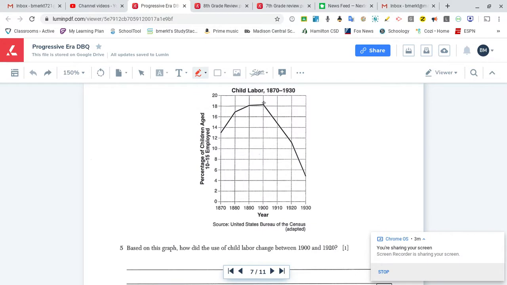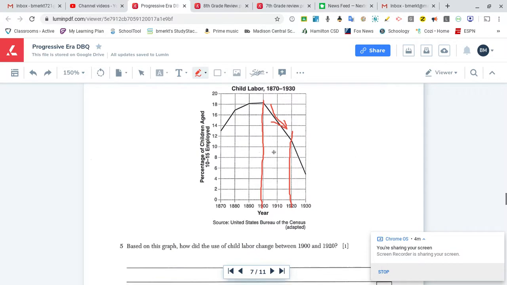So here's 1900, and here's 1920. And as you can see, it is going down. So you could write child labor decreased. Not as many children between 10 and 15 worked. Child labor increased before 1900, then started to decrease.